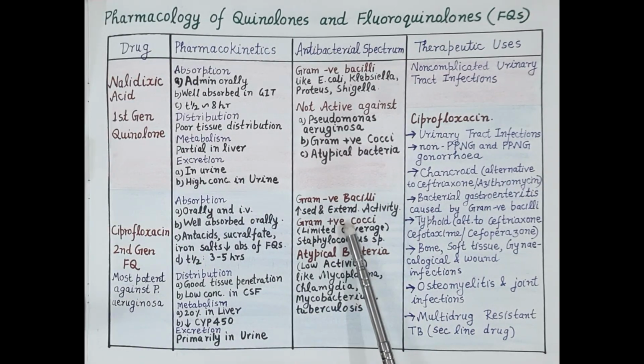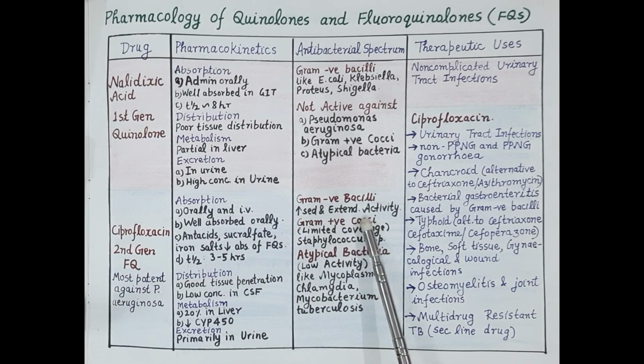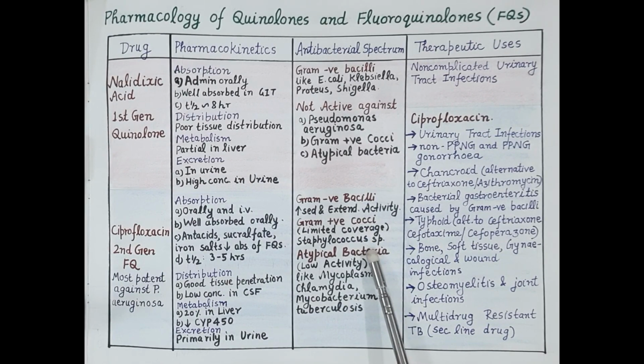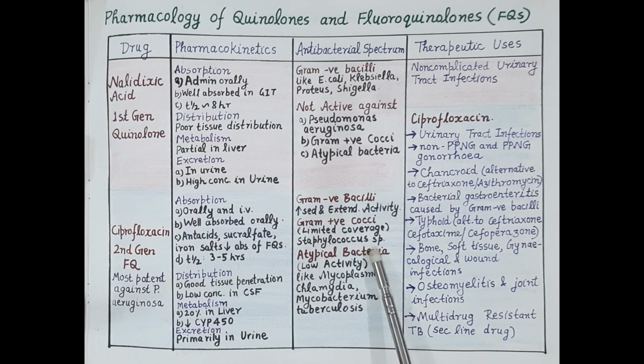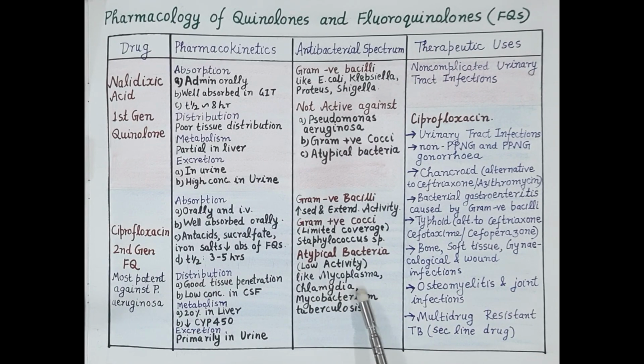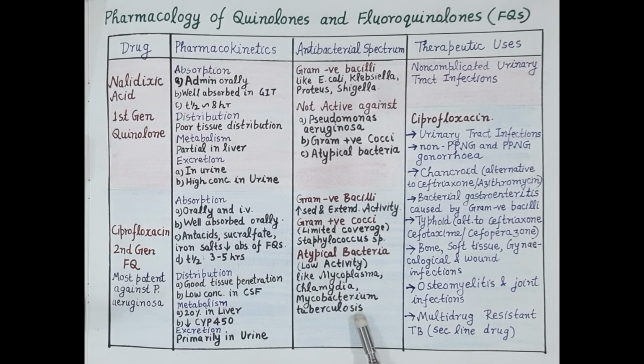Now, as discussed, ciprofloxacin is active against gram-negative bacilli, including Pseudomonas. It shows limited activity against gram-positive cocci, mainly Staphylococcus. However, it is not effective against Streptococcus pneumonia. And since it is not effective against Streptococcus pneumonia, it is not used in the treatment of respiratory tract infections. It also shows low activity against atypical bacteria like Mycoplasma, Chlamydia, Mycobacterium tuberculosis.